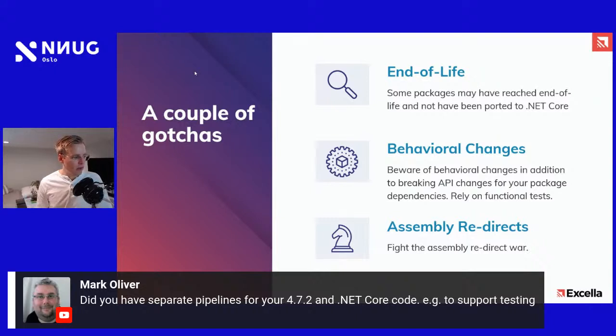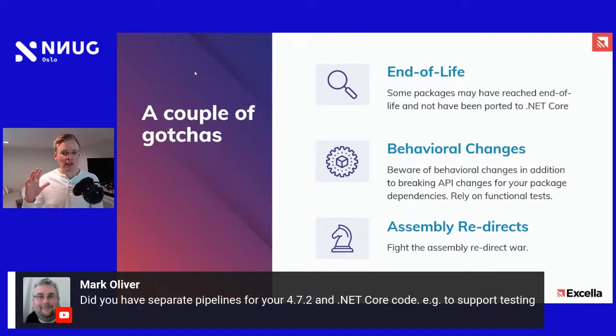So Mark here is asking a great question. Do you have a separate pipeline for your 4.7.2 and .NET Core code to support testing? We did in the end. We did not in the beginning. In the beginning, when a lot of things were breaking and we had so much to do still, we did not have that. We focused mostly on just ironing those things out and testing locally if we could. But as we got to a more mature application and to the web app, we started adding a different CI pipeline for building .NET Core 3.1 and deploying that to a server to test as well.